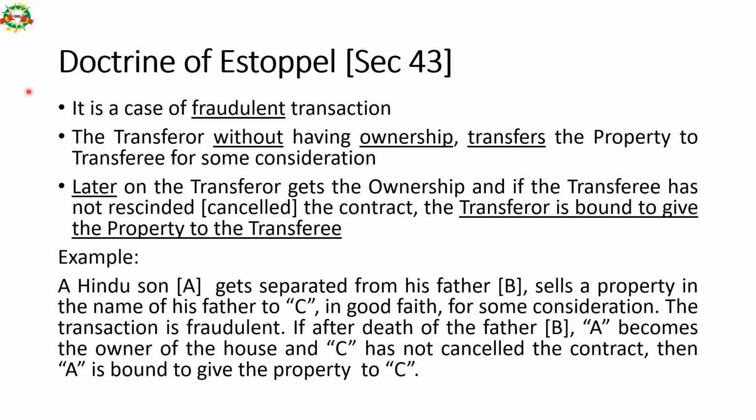A property is there, for example, in the name of my father. I am not the owner of that house. I sold that house to you without having ownership of that house. So as of now, the transaction is fraudulent. But say you do not cancel the contract and you say, okay, let us go ahead. You don't know about the fraud that happened with you. And after the death of my father, the property gets transferred to me. So the moment it gets transferred to me, I am forced or bound to transfer that house in your name.